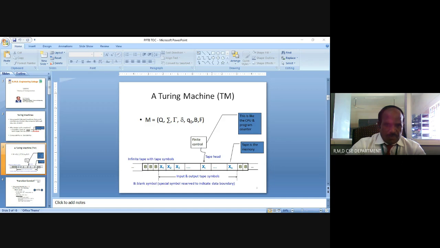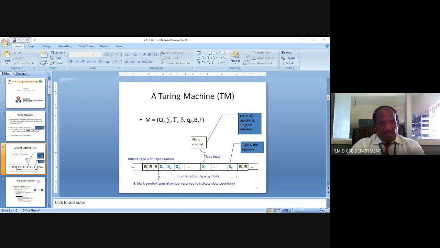Similarly, delta of Q, Xi equals P, Y, L is the same as X1 ... Xi-1, Q, Xi ... Xn. Q is replaced by P, and Xi is replaced by Y, so it goes to X1 ... Xi-2, P, Xi-1, Y, Xi+1 ... up to Xn.